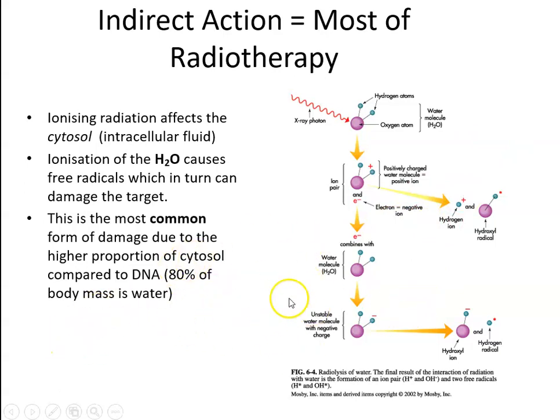So most of the DNA damage that's caused by radiotherapy is caused by this sort of splitting of water to create these hydroxyl radicals, hydroxyl ions, hydrogen radicals, and that's what's causing most of the DNA damage.